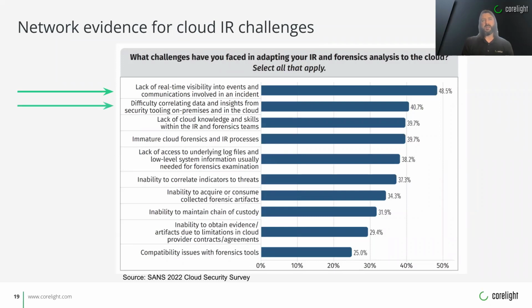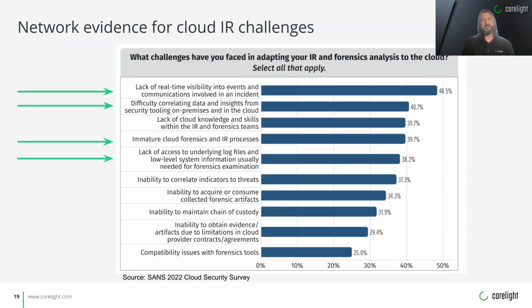Difficulty correlating data and insights between on-premise and the cloud. Again, if you're using the same network monitoring in both environments, you're getting a consistent set of data. That consistent set of data can help you mature your forensics and IR processes, equipping different levels of expertise from tier 1 to tier 2 to tier 3 with a good set of evidence that helps them in their IR.